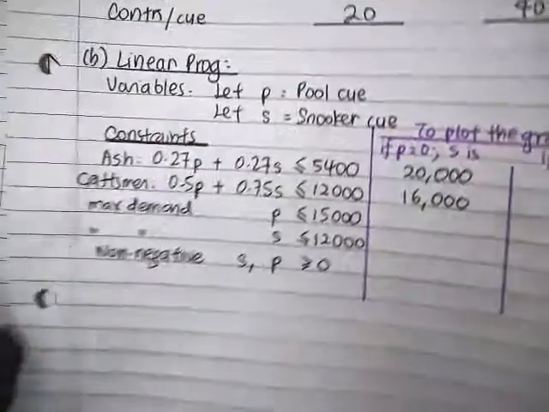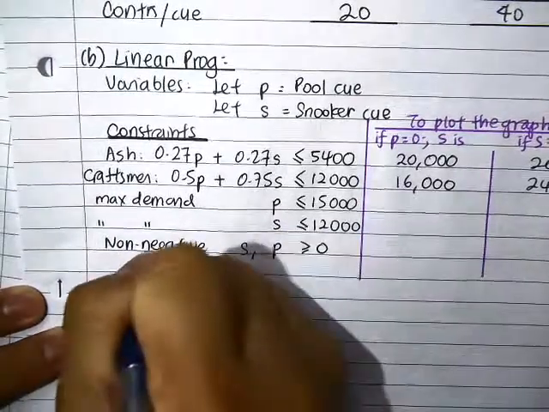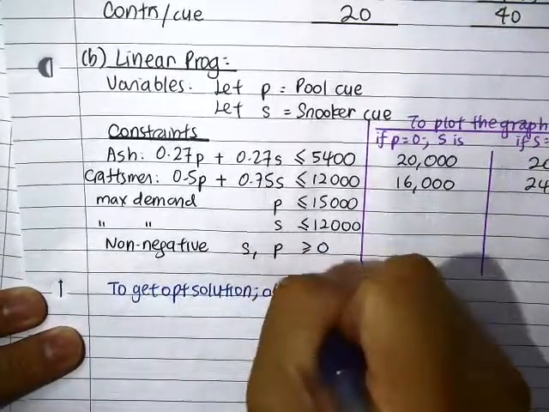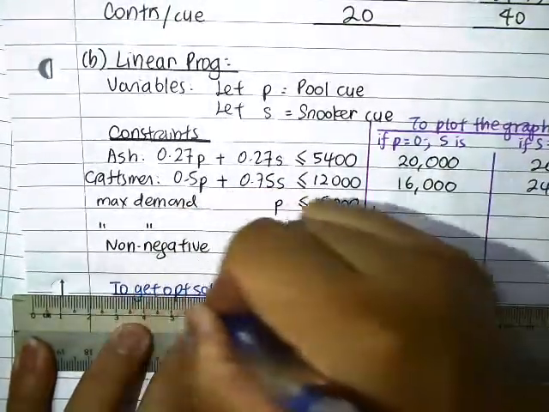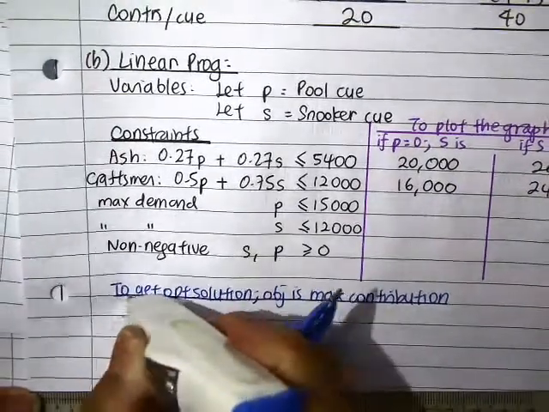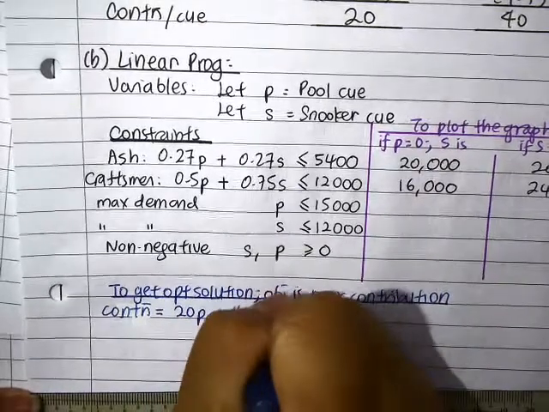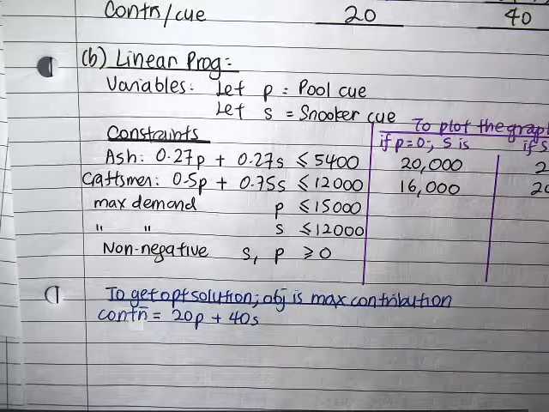Okay, so I continue with this, then I'll come back to the graph again. Now, to get your optimum solution, objective is to maximize contribution. So contribution is 20P plus 40S. So we just say based on the contribution and you just inverse the value so that you reverse them. The 20 goes to S, the 40 goes to P. So it becomes 40 for P and 20 for S.